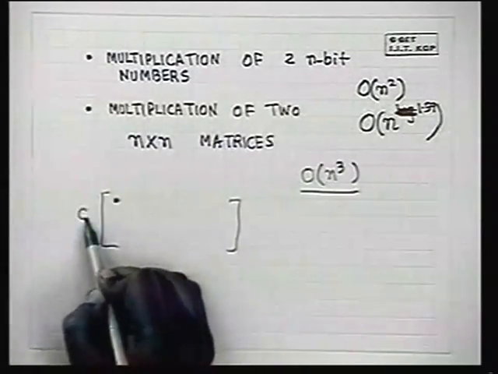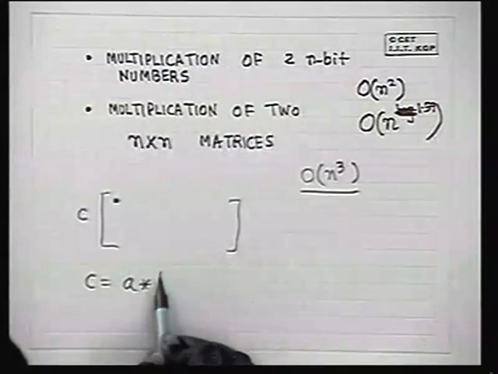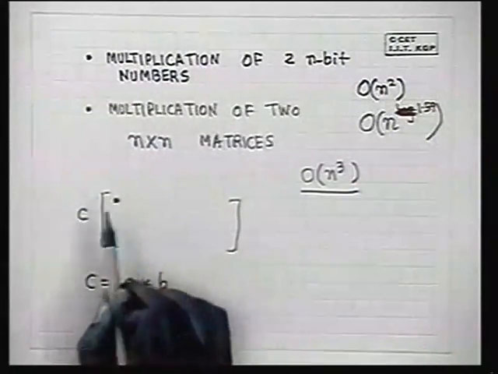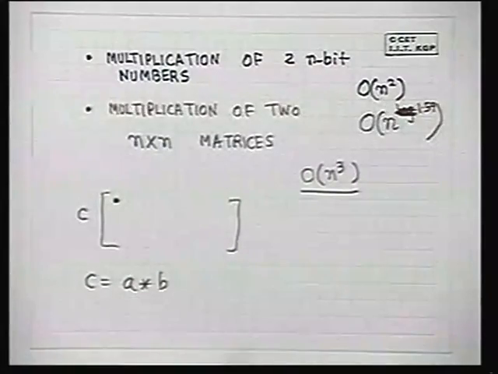In C is equal to A into B, for every element in C, we need to make n additions and multiplications, isn't it? A11 into B11, A12 into B21, A13 into B31 that way. So to produce every element we require n such operations. So to produce n square elements we will require n cube operations.